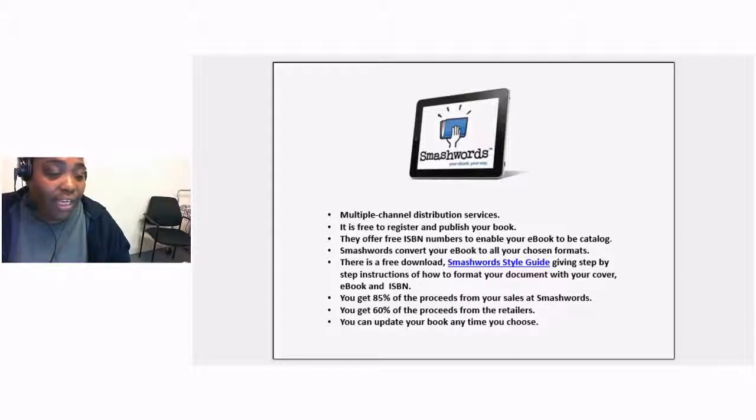It offers you an ISBN, which is important because your book needs to be cataloged for you to sell it in the United States and potentially around the world. It converts your book to a chosen format. It's free to download and upload any revisions you had to your book. And most people like Smashwords because you get 85% of your sales, your proceeds from the sale of your book.